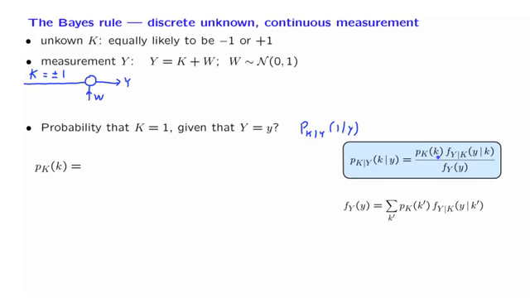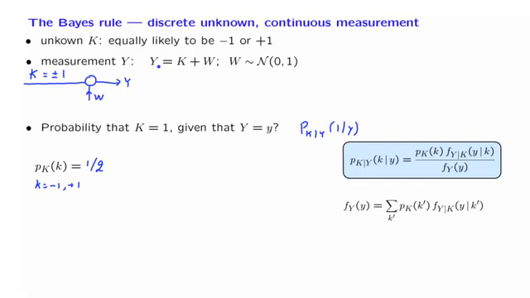First, we need the prior probability of k. This is simple. The prior probabilities are 1/2 for k equal to minus 1 or plus 1, because we said that the two possibilities are equally likely. Then we need the conditional density of y given k. Okay, so what does this assumption mean?